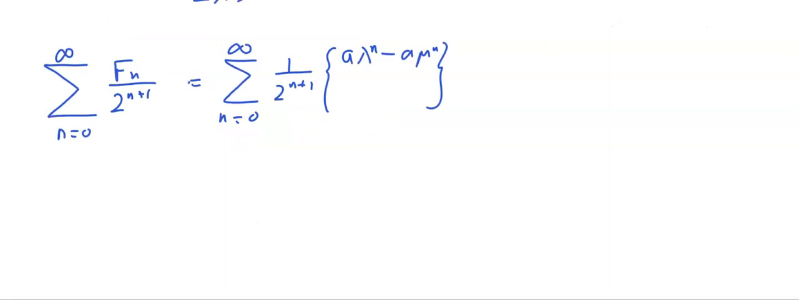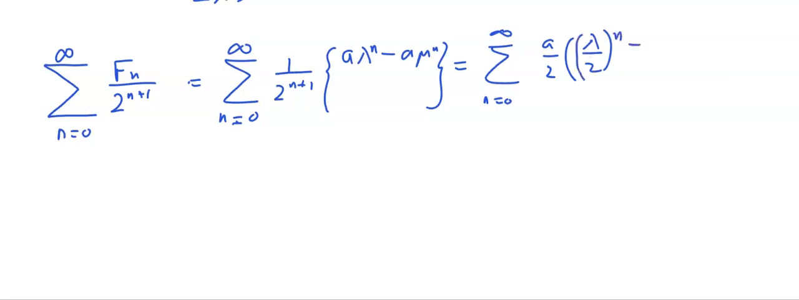And so this sum to infinity that's being asked for comes to the sum of 1 over 2 to the n plus 1 times the stuff in the brackets. And if I take the a outside and put 2 to the n inside, I get the sum to infinity of a times (lambda over 2) to the n minus (mu over 2) to the n. And inside the brackets, what we have are two geometrical progressions.